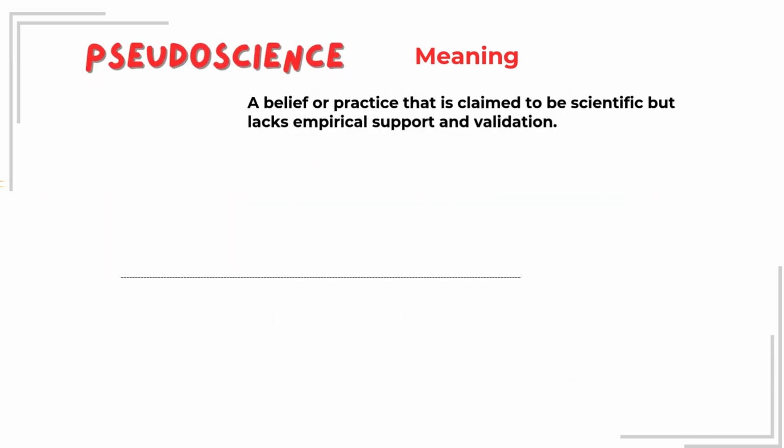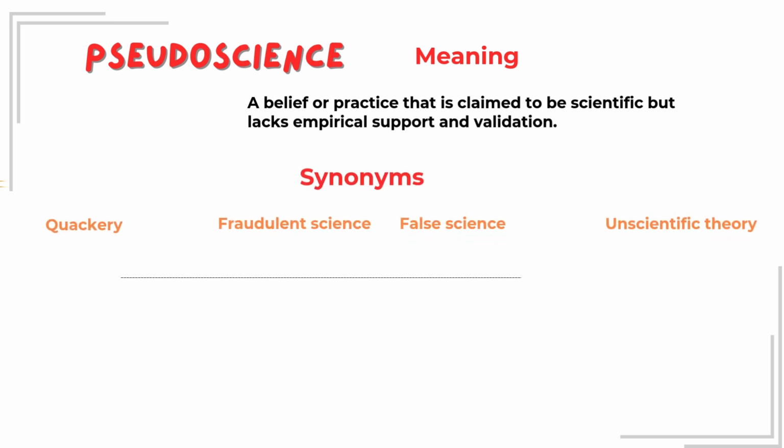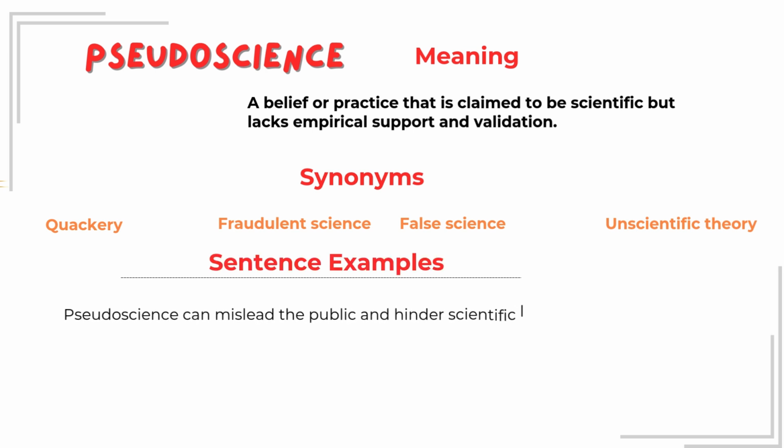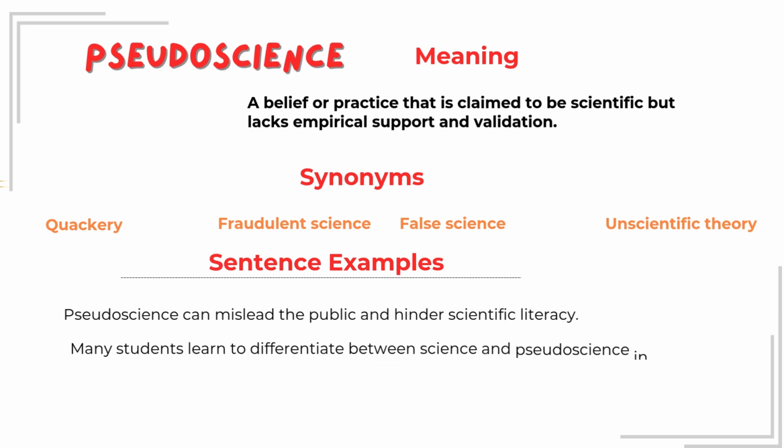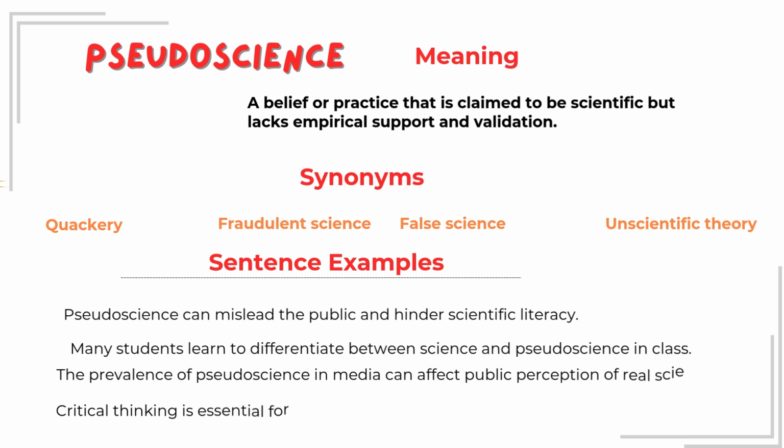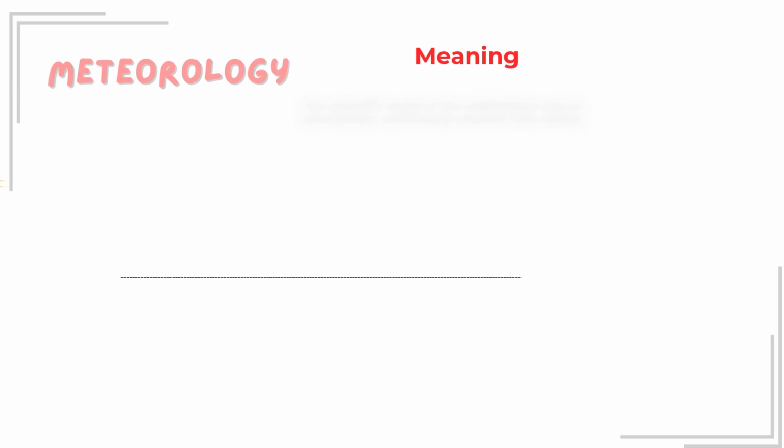Pseudoscience. A belief or practice that is claimed to be scientific but lacks empirical support and validation. Quackery. Fraudulent science. False science. Unscientific theory. Pseudoscience can mislead the public and hinder scientific literacy. Many students learn to differentiate between science and pseudoscience in class. The prevalence of pseudoscience in media can affect public perception of real science. Critical thinking is essential for identifying pseudoscience in popular claims.